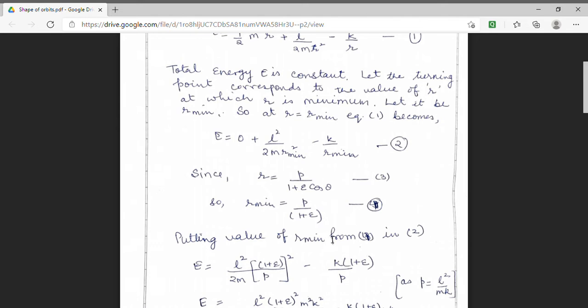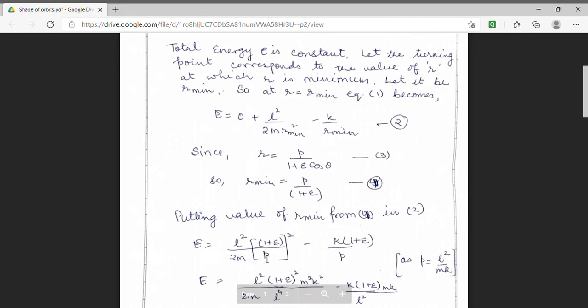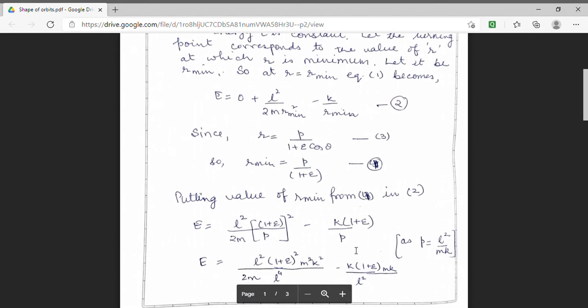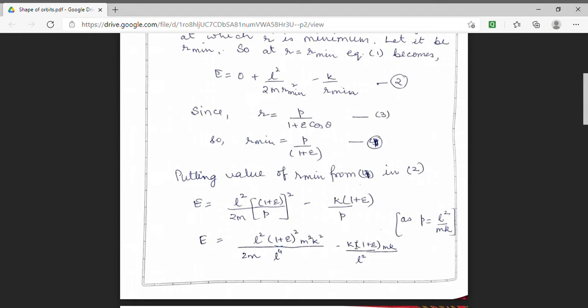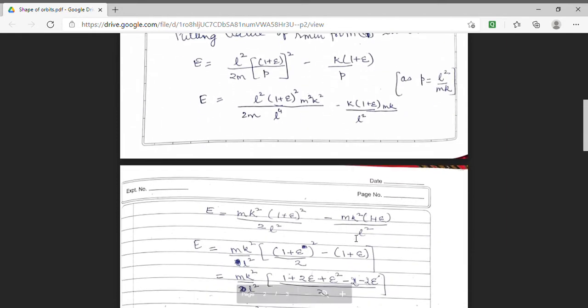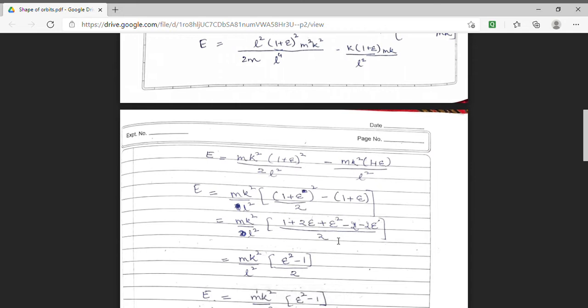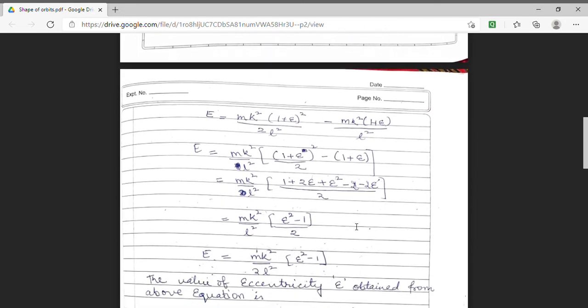Now, using the value of r minimum from this expression, in the energy I will have E as L square upon 2m, substituting r minimum, which is p upon 1 plus epsilon, minus k upon r minimum, where r minimum is p upon 1 plus epsilon. Solving this expression, I will get my total energy in a simplified form as mk square upon 2L square times epsilon square minus 1. This is the value of energy.